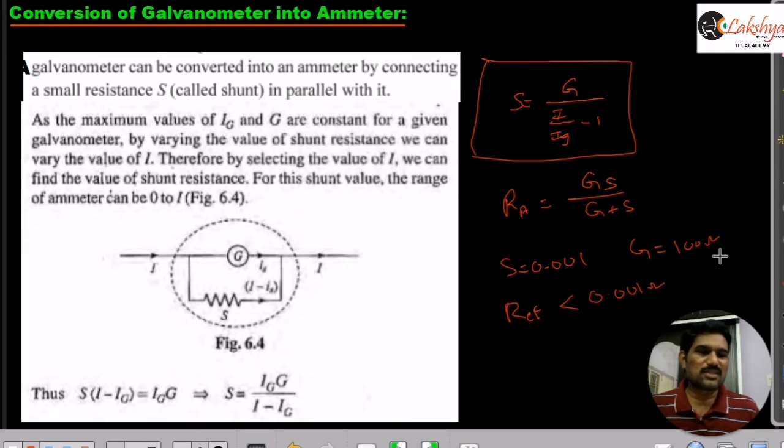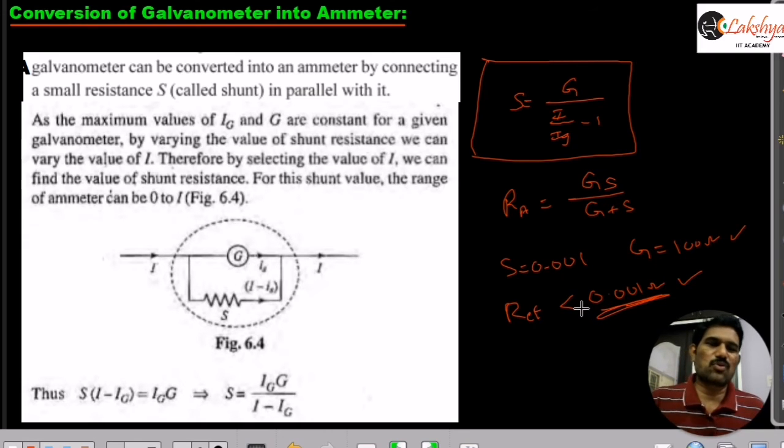Now see this, we are reducing the resistance of the device from 100 ohms to less than 0.001 ohm, right? So that is the advantage of connecting the small resistance in parallel. The resistance of the device will decrease by a large amount. And how much resistance we need to connect in parallel depends on this current, how much current you want to measure.